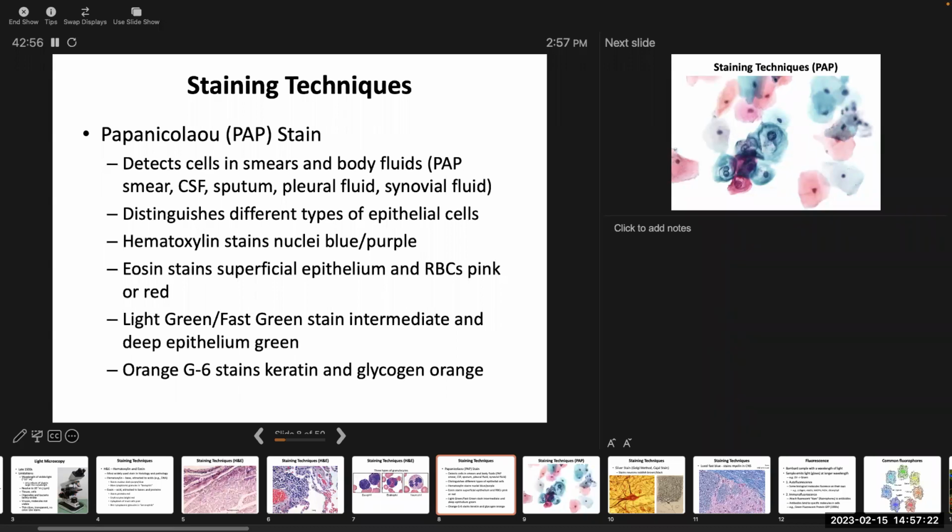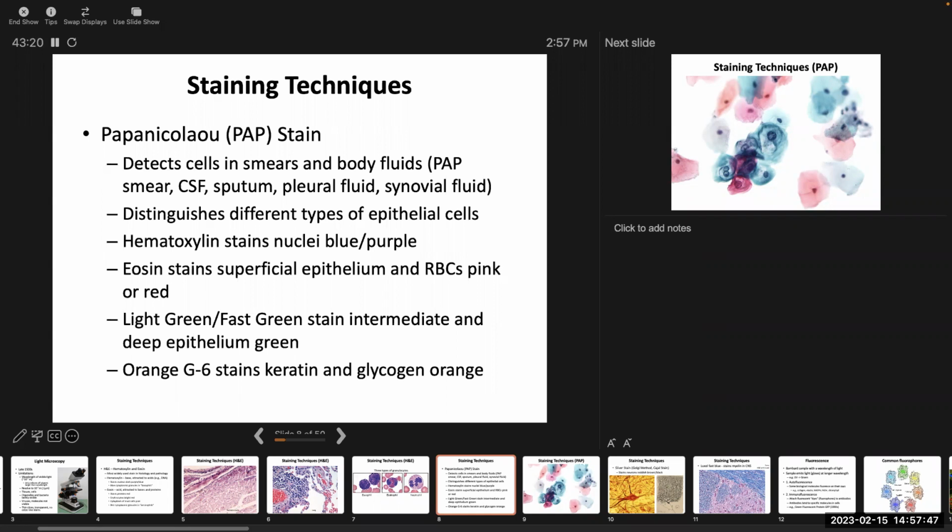They take like a little plastic spatula and scrape some cells off the tip of the cervix and spread that on a microscope slide and look at them under the scope, because they're looking for changes in the epithelial cells of the cervix as an early detection method for cervical cancer. And that's also named after Dr. Papanicolau.